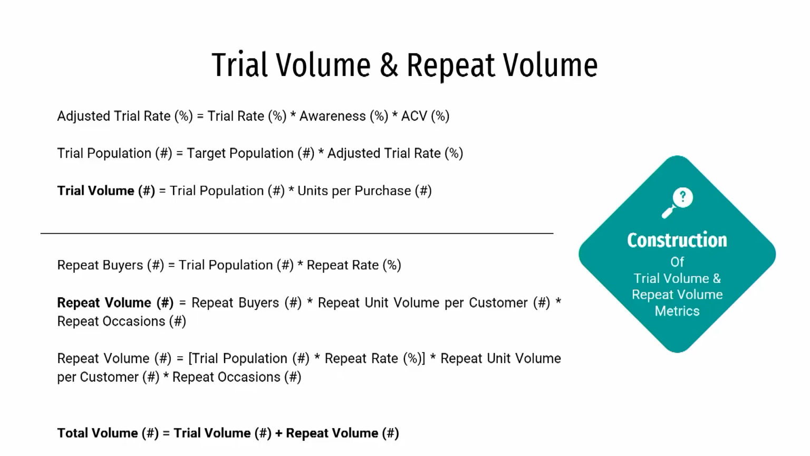Now, we will define another parameter called trial population. Trial population is nothing but the size of the target population multiplied by the adjusted trial rate. The adjusted trial rate has already taken care of awareness level, and of the gap in distribution through ACV. Now, ultimately we can calculate the trial volume equal to trial population multiplied by units per purchase.